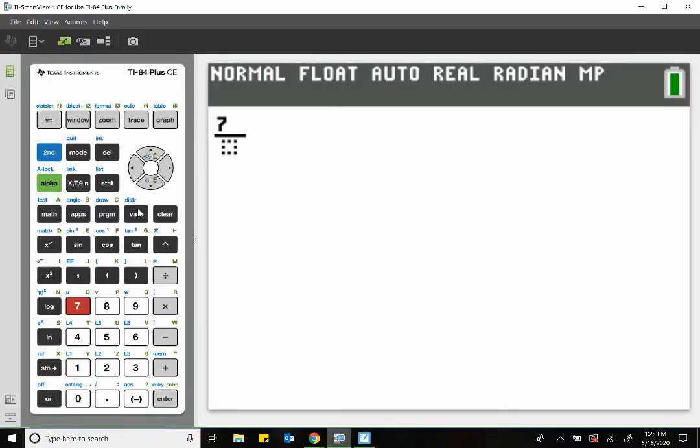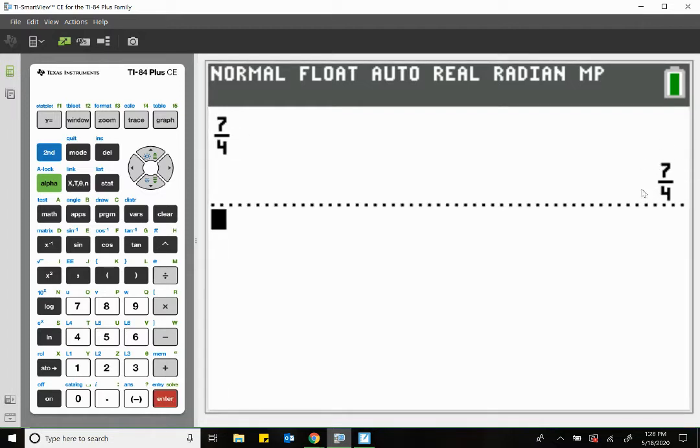It's going to look just like that over here. We're going to put 7, and then we're going to scroll down to 4. And then hit enter, and right there, this is a reduced fraction answer. If this fraction needs reducing, the calculator will do it and show you the answer. So right there, that is the first answer to our problem.